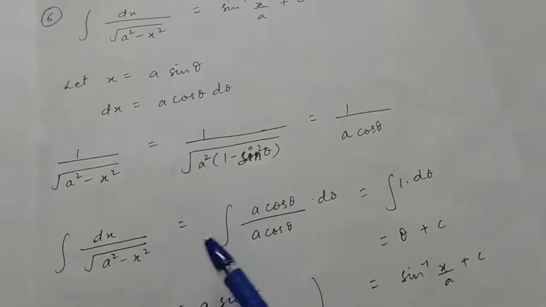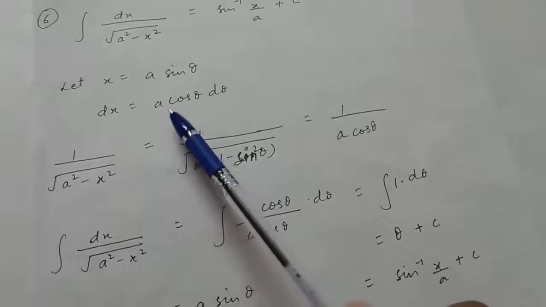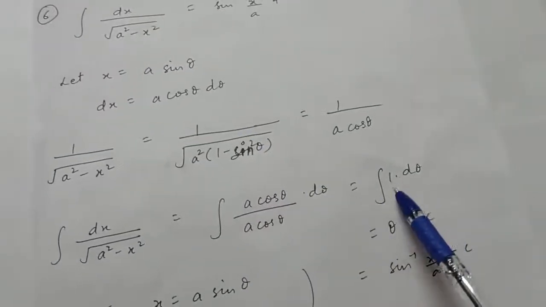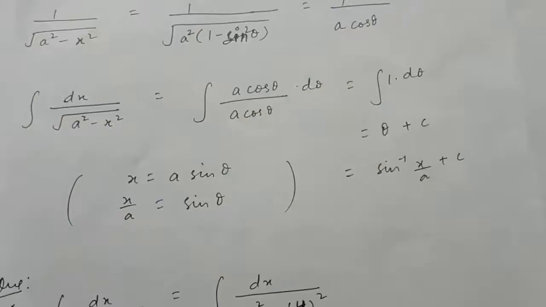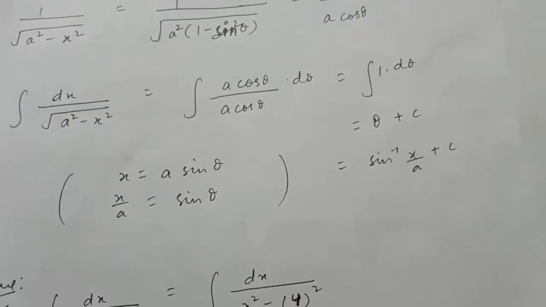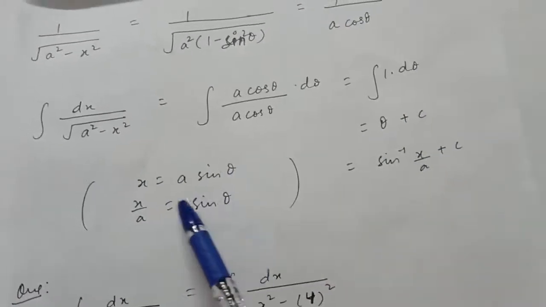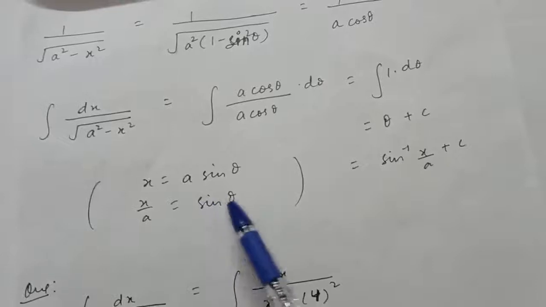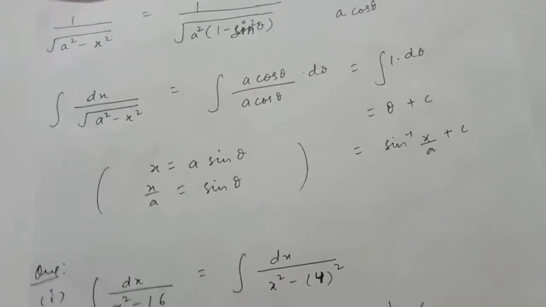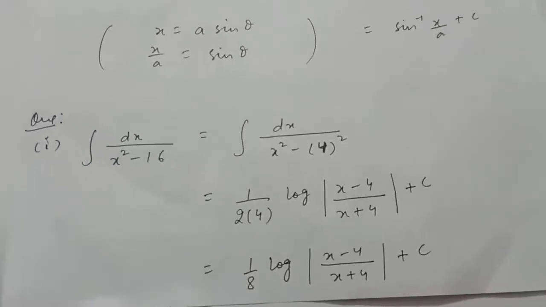Now in place of this, a cos theta, and in place of dx, a cos theta d theta. So it will be 1 into d theta. Now integral of 1 is theta plus c. Because we assumed x as a sin theta, sin theta will be x by a and theta will be sin inverse x by a plus c. Clear? Now see how to apply these formulas in the questions.